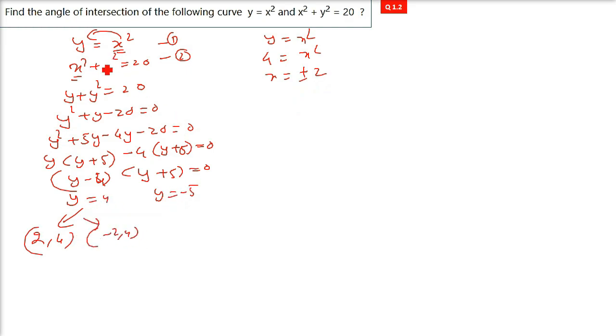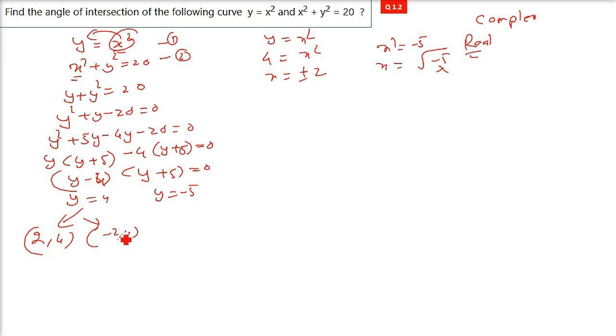How about y equals negative 5? x square is equal to y, that is negative 5. This is not possible, because the square root of negative 5 is not a real value, it is a complex value, and we are not dealing with complex values, so we'll leave it. We don't find any real solution. So we are only left with 2, 4 and negative 2, 4. Those are the coordinate points at which these two curves actually intersect.